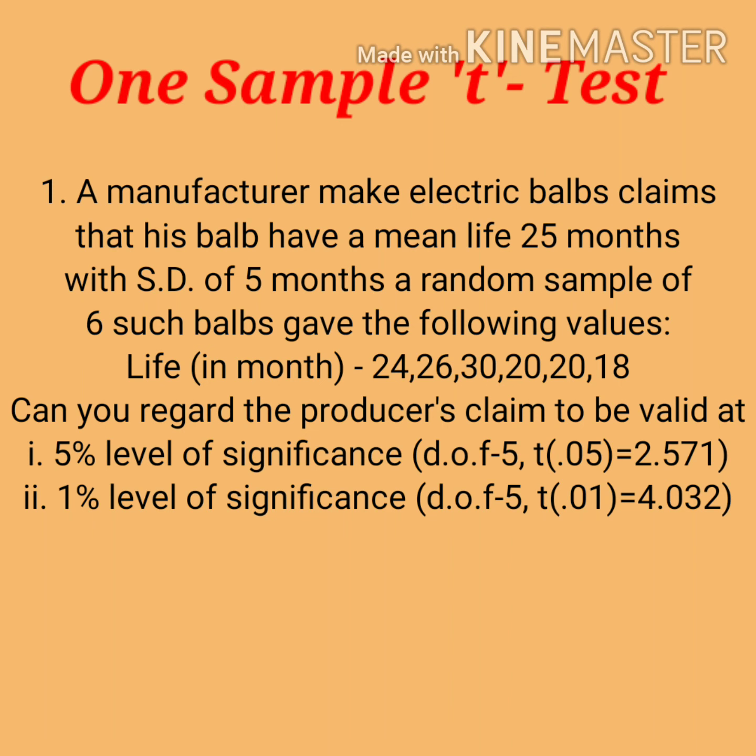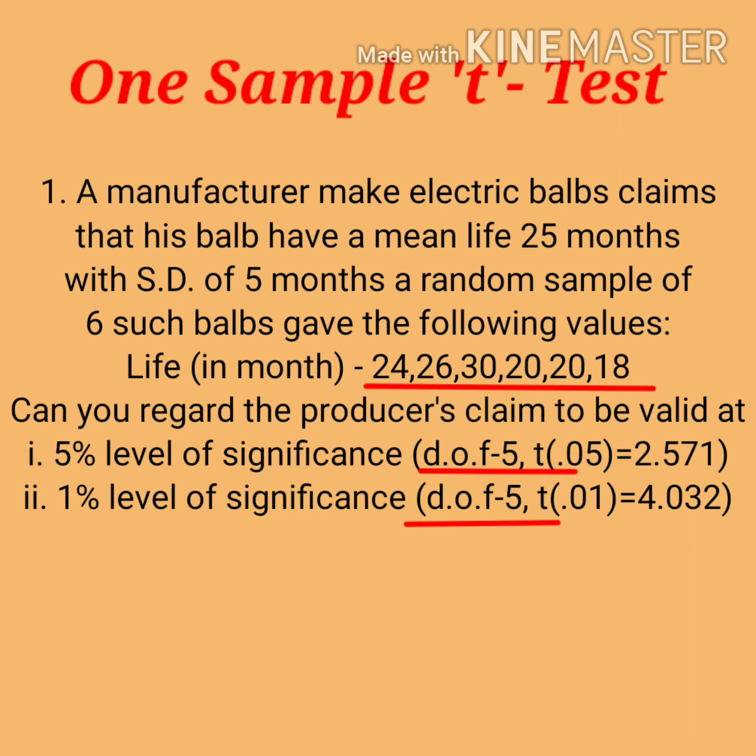Here the degrees of freedom is given, that is 5. You know the degrees of freedom is actually n minus 1. N means the total number of observations. Here we see the total number of observations is 6, because we have taken a random sample of 6 bulbs. So 6 minus 1 becomes 5. So the degrees of freedom is 5.